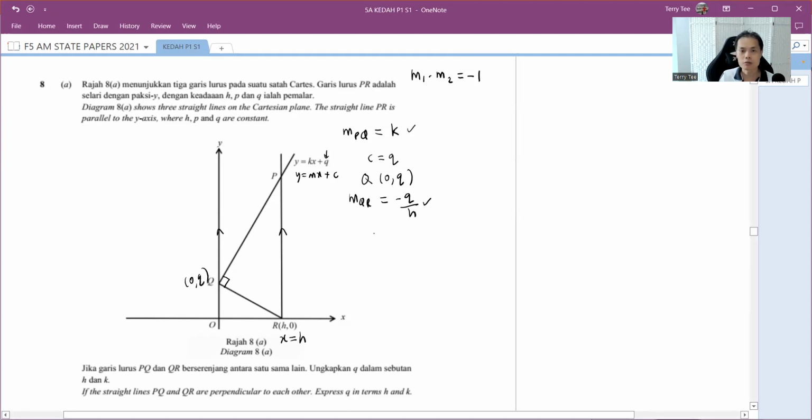So let's take PQ times QR. The result is -1. And what are we finding? We're finding q in terms of h. So we can just multiply up. In fact, we can cancel the negative here and the negative here. Just multiply over. My q is now, h goes up, k goes down, q is now h over k. Pretty easy.